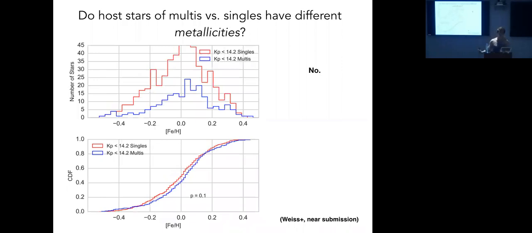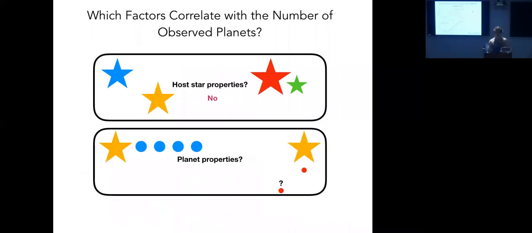We also looked at stellar age, effective temperature, projected stellar rotation, a bunch of stuff. It's all histograms that basically just look like this. We didn't find any stellar property where there was a significant difference in the distributions for the host stars of one versus multiple transiting planets.